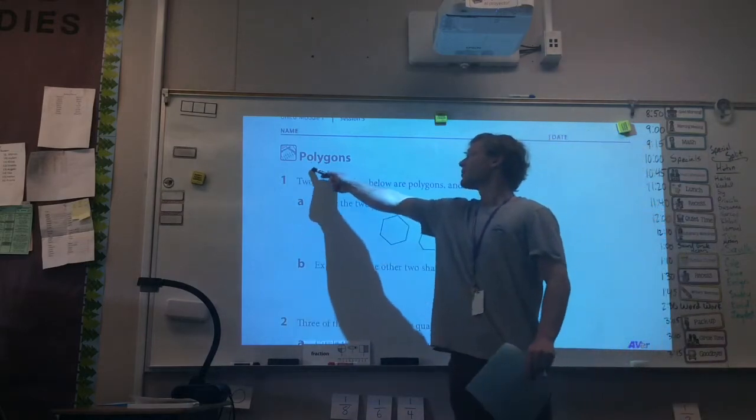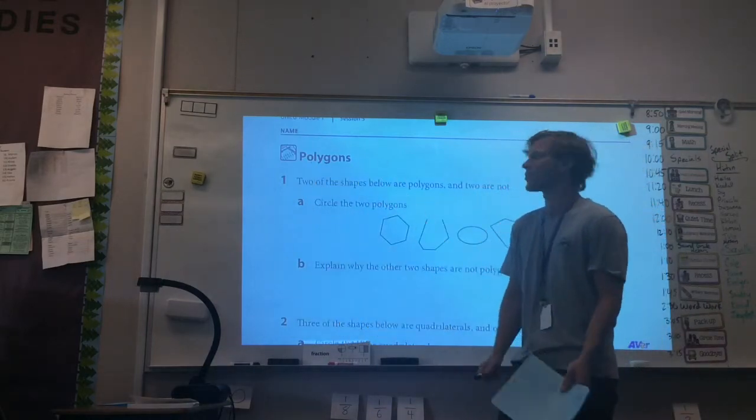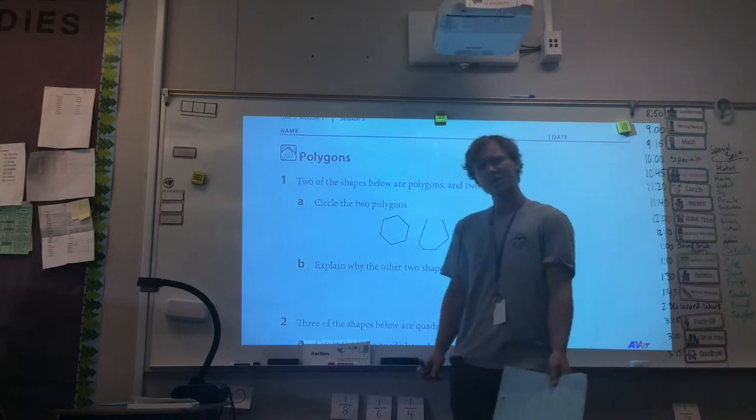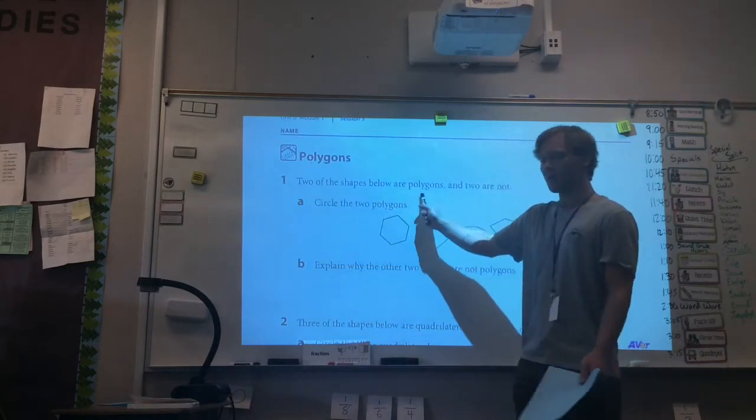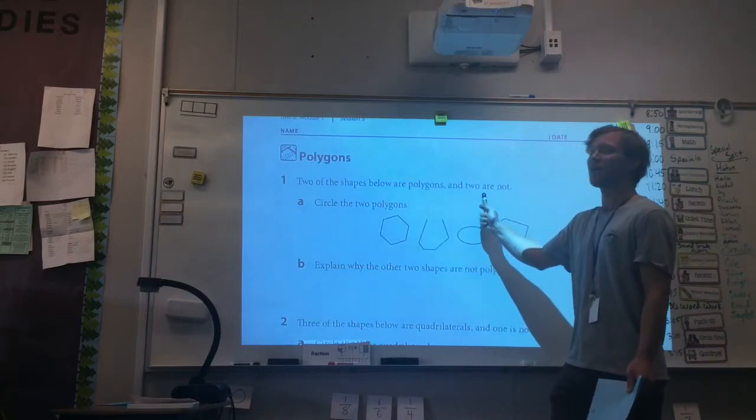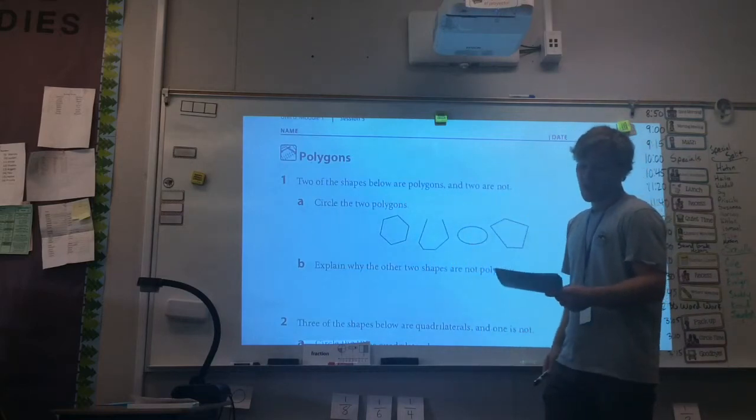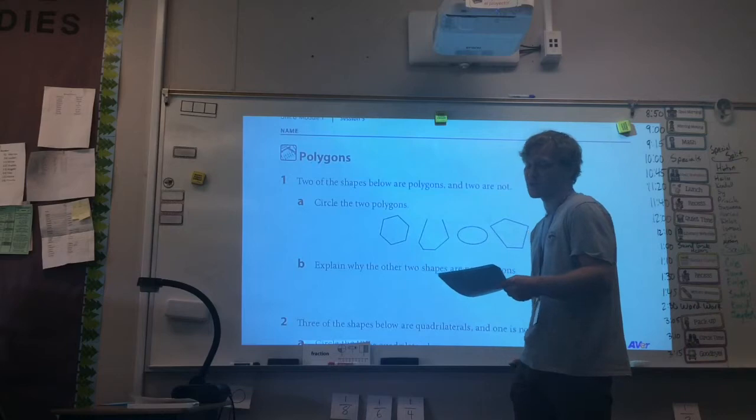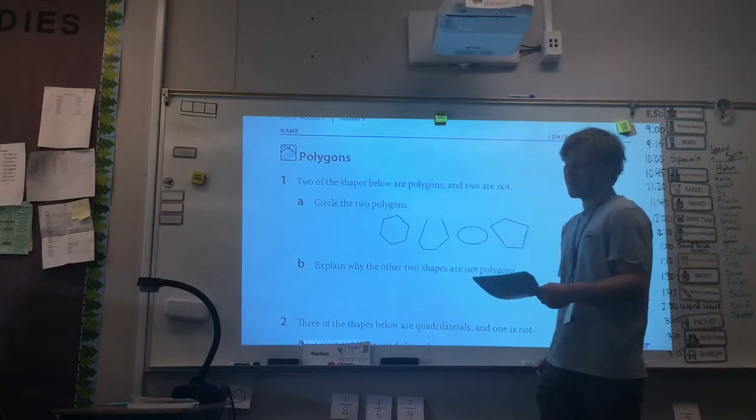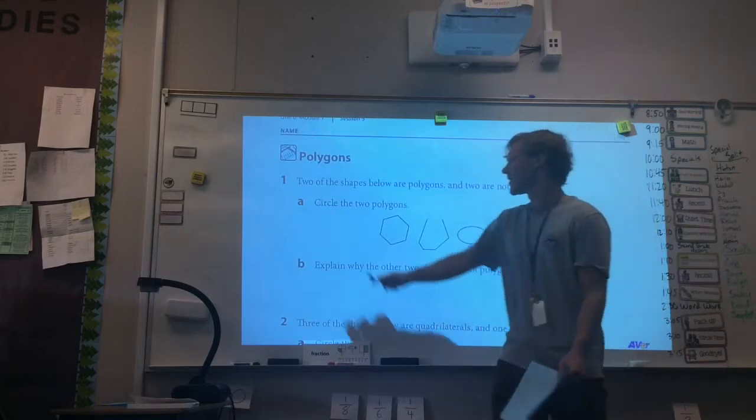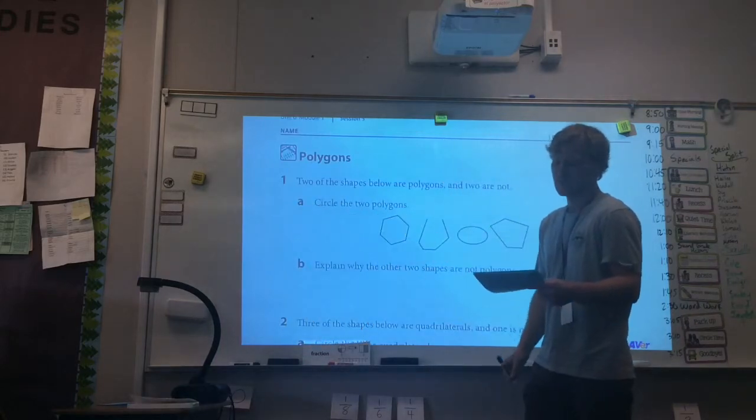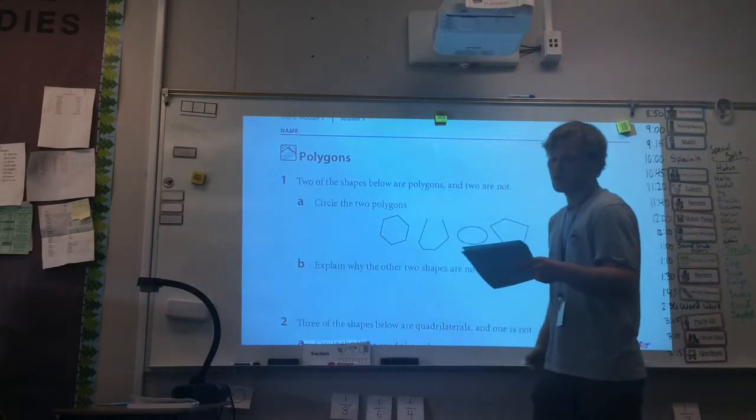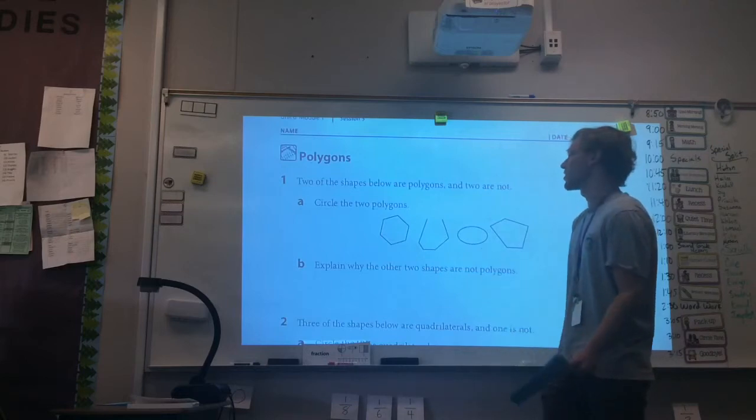Okay, third grade mathematicians, now that we know what a polygon is, let's open up our packets with the page that says polygons, or in Spanish, polígonos, and let's look at question number 1 together. 2 of the shapes below are polygons, and 2 are not. Dos de las figuras a continuación son polígonos y dos no lo son. A. Circle the 2 polygons. Encierra en un círculo los dos polígonos.